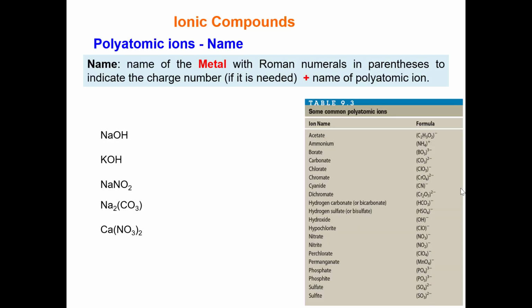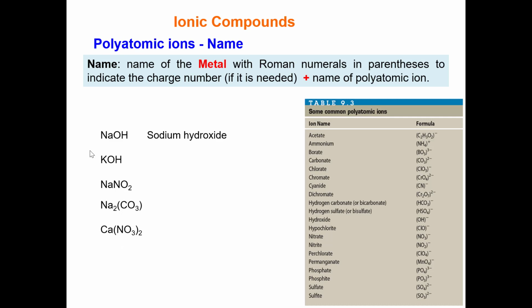Then let's write the names of these ionic compounds that involve polyatomic ions. Remember, to write the name we write first the metal and then the name of the polyatomic ion. In this case, we have sodium, and we check in this list the name of this polyatomic ion, and we can see it's hydroxide. Then the name of this will be sodium hydroxide.